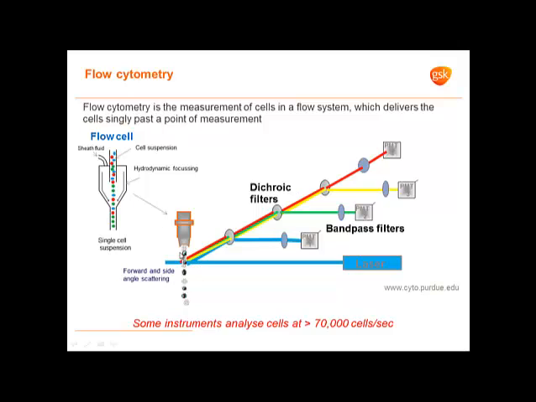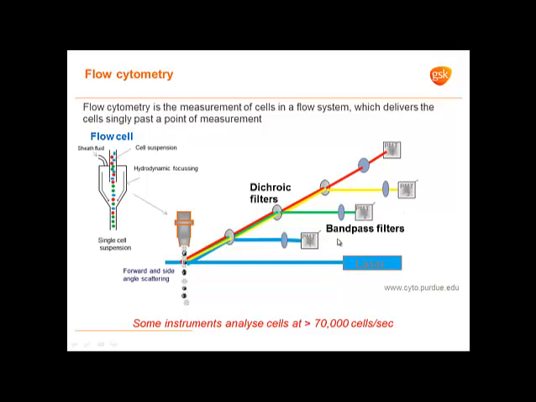As each cell passes through this light source, it gives rise to light scattering, and light scattering alone can give indications of the morphology of the cells. And if the cells are fluorescently labeled with probes, fluorescent antibodies, it gives rise to fluorescence, and this fluorescence can then be picked up by a series of PMTs, or photomultiplier tubes.